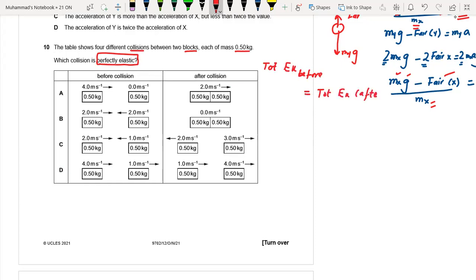And in elastic collision, total momentum is also conserved. So you know that in case of elastic collision, we have a very important relationship: if the collision is elastic, then the relative speed of approach is equal to the relative speed of separation of 2 objects.